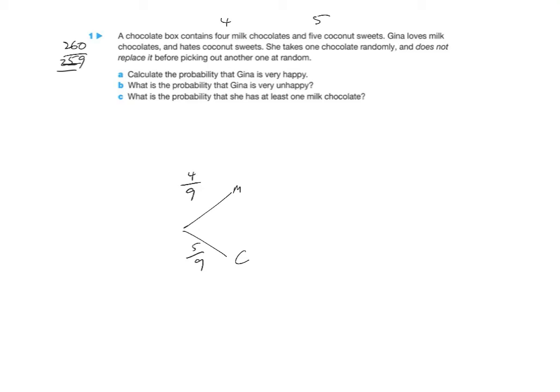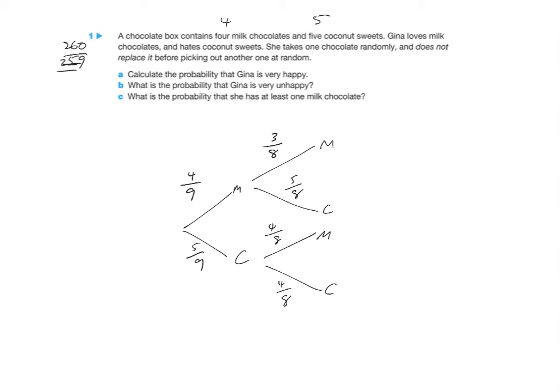And then she takes one out and doesn't put it back. So here we've got M and C. If she takes a milk chocolate, then that goes down to 3 and that goes down to 8. The number of coconuts doesn't change, so that's going to be 5 over 8. Here we've got 4 over 8, and also this is going to be 4 over 8. The number of milk chocolates hasn't changed, but the total number of sweets has gone down by 1. And that's an M and a C.